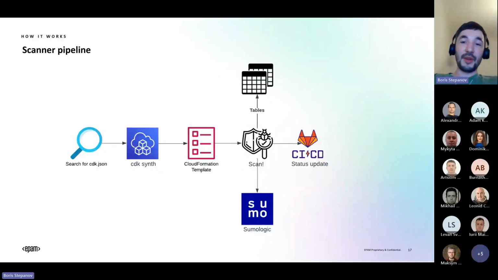And another script sends the result to SumoLogic, which is our log management system. And depending on the result, the application pipeline status is updated. And it also sets up a link to the scanning pipeline. So developers can go directly to the scan results just by clicking on the status. Let me show you how it looks like in the wild.